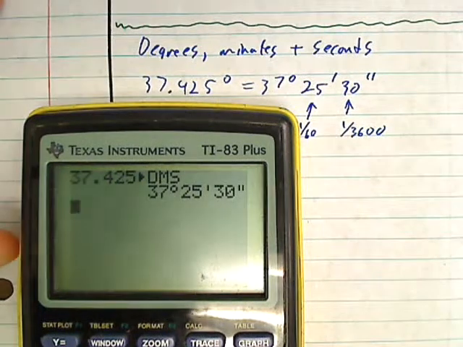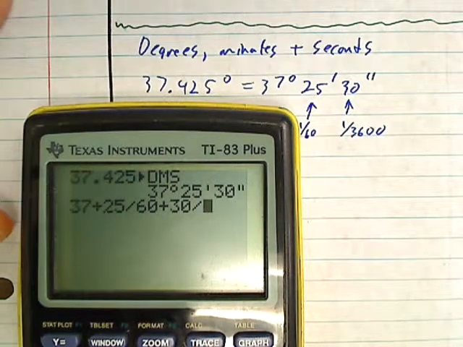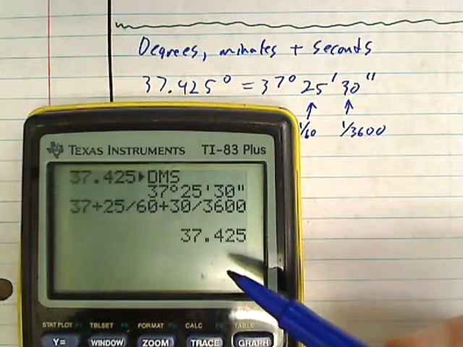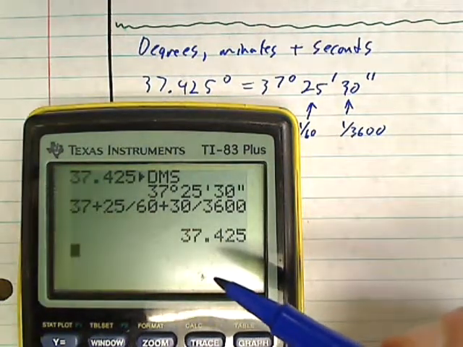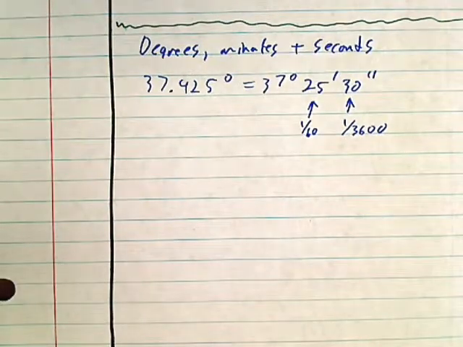So let me try that out. I'm going to do 37 plus 25 over 60 plus 30 over 3,600. And that will give me 37.425 back. So that does work out.